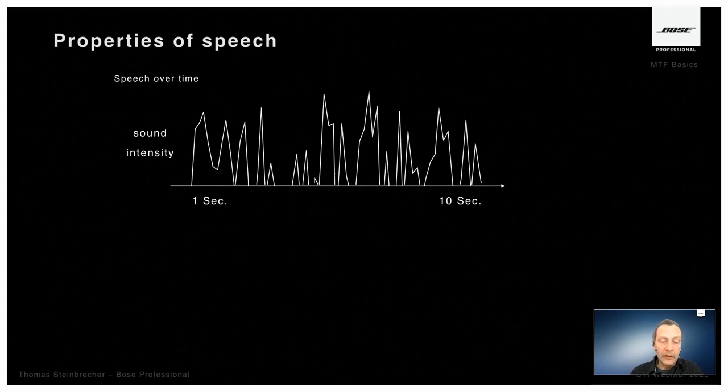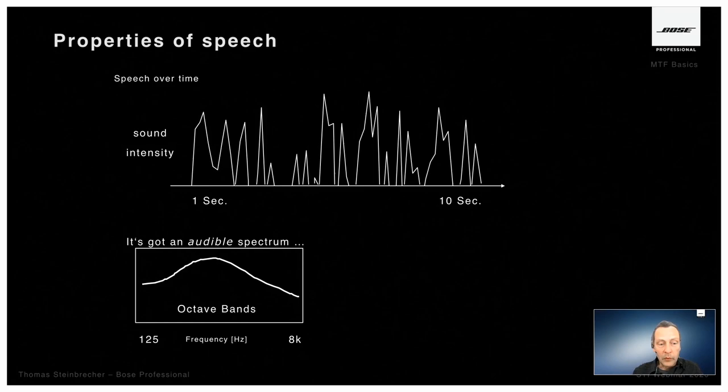If, for example, you would record it, for intensity you need to square it, and then you look at it and it would roughly look like this. And you can take the signal and put it into a spectral analyzer. So you can just put it into whatever sound pressure level meter and look at how the spectrum looks. That's what we would call an audible spectrum. For speech, it typically contains signal in the octave bands from 125 hertz to about 8 kilohertz.